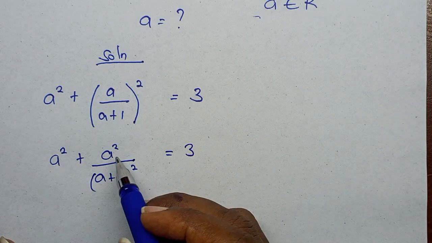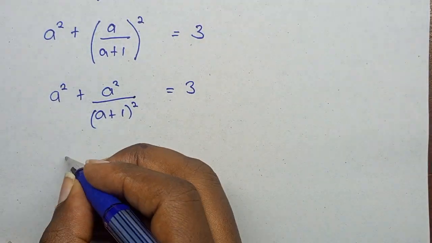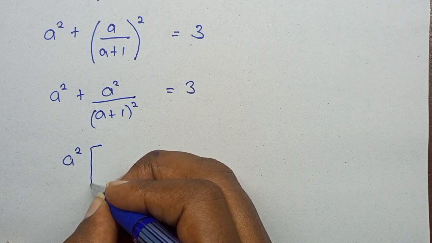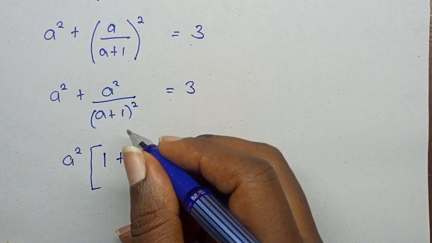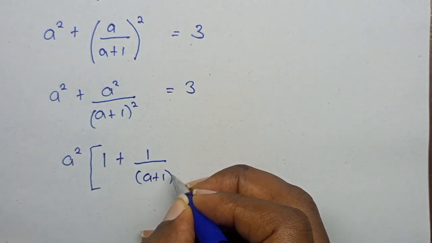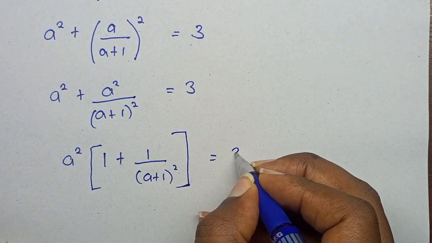Now since a squared is common here and here, we factor it out. So we shall have a squared into, here we shall be left with 1 plus, here it will be 1 over a plus 1 squared. This is equal to 3.